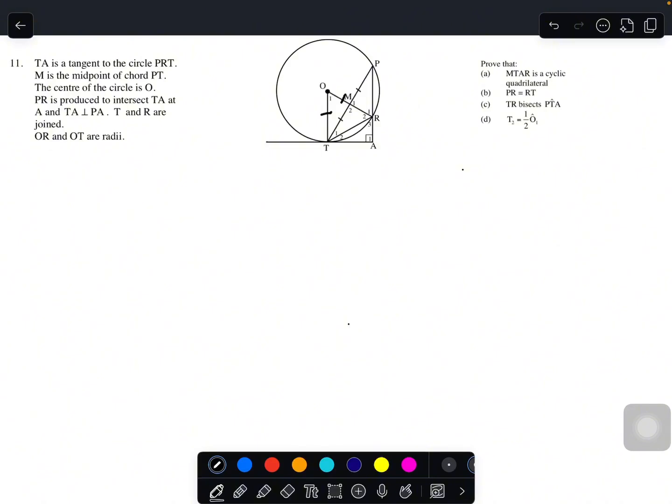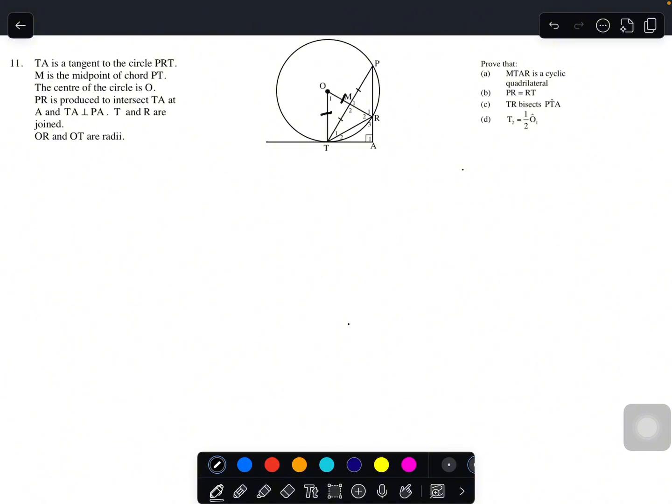When working with these questions, it is important, if you have a question paper, to mark the diagram. It does help when you are working with the question. So I would recommend, if you're going to do this before I do the answers, maybe draw the diagram and then try answering it. So let's get straight into it. The first question is: MTAR is a cyclic quad, and we need to prove that.